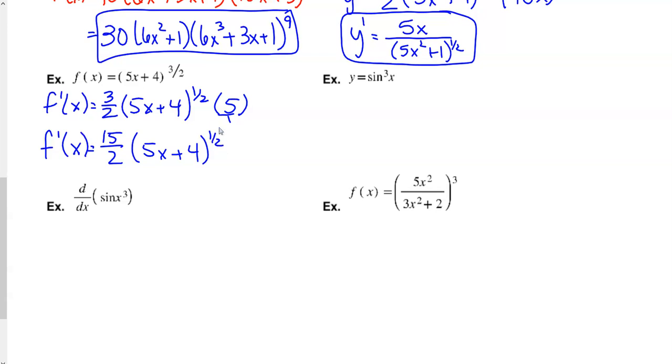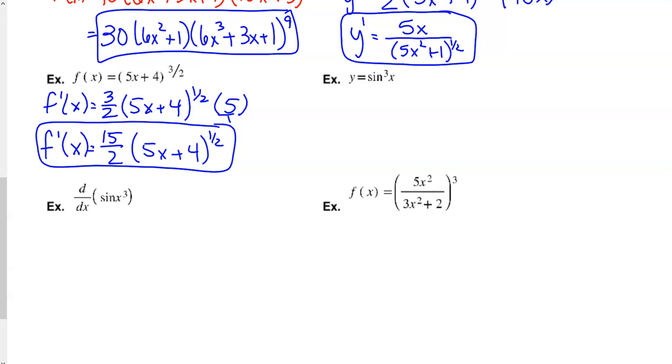So remember, in calculus, we don't really care too much about radicals. We go ahead and keep our answers in terms of powers. That's why I'm going to keep it as a 1/2. So it would not be incorrect if you wrote 15/2 times the square root of 5x plus 4. That would be perfectly fine as well.